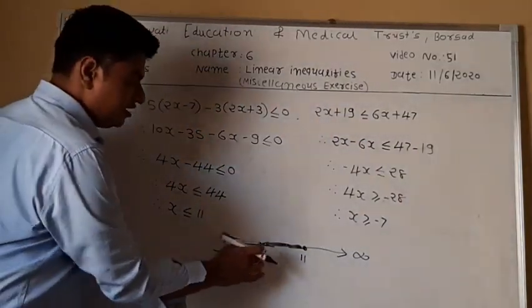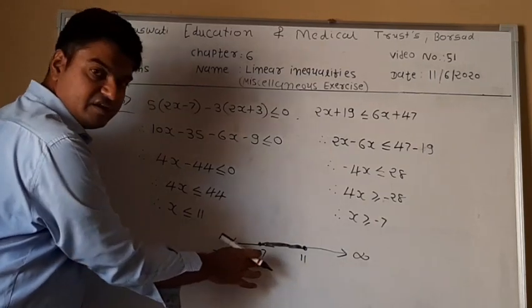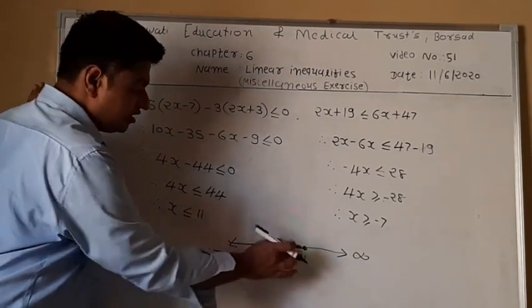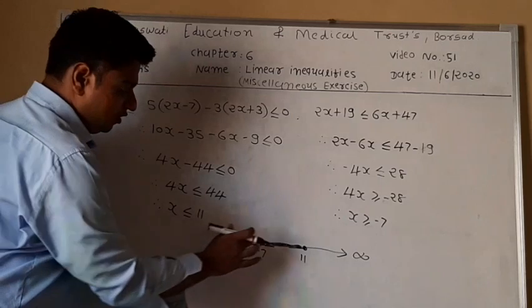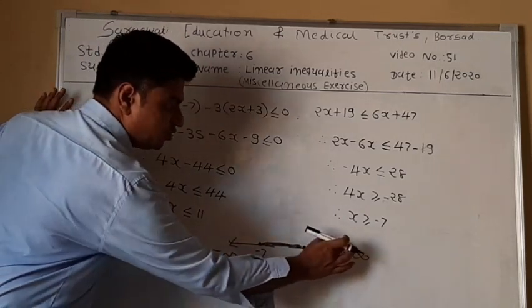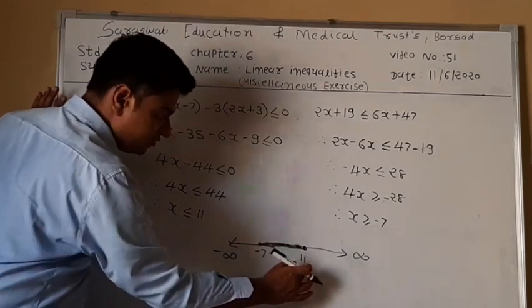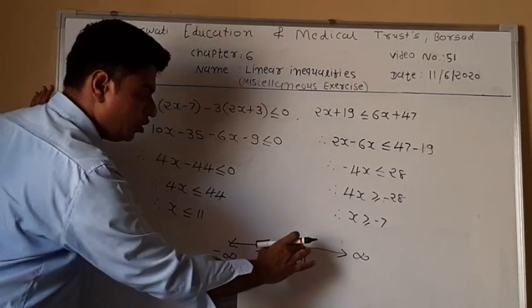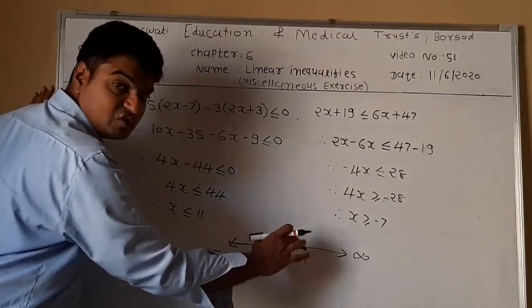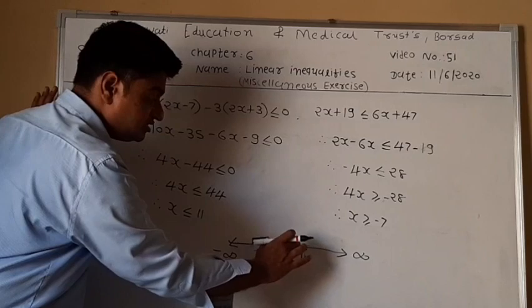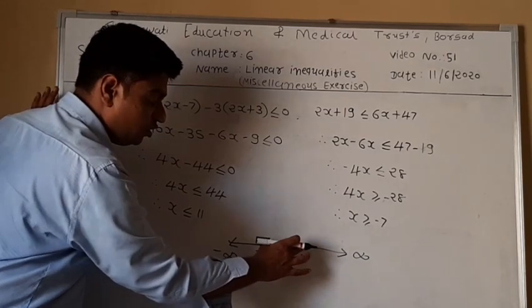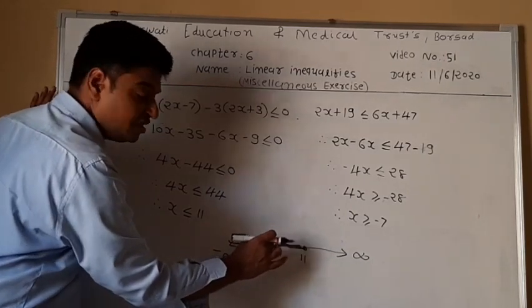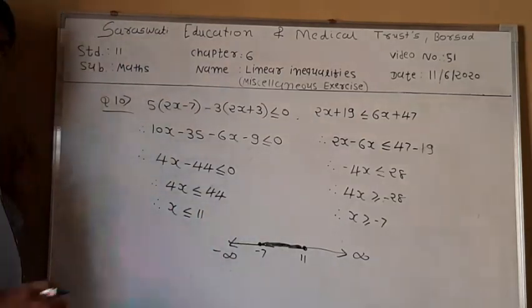Now on the number line, we represent minus 7 and 11. The arrow from minus 7 goes to the right side and the arrow from 11 goes to the left side. So the common portion is between minus 7 and 11. So our answer is, here we draw the dark portion, and our answer is like this. Clear?